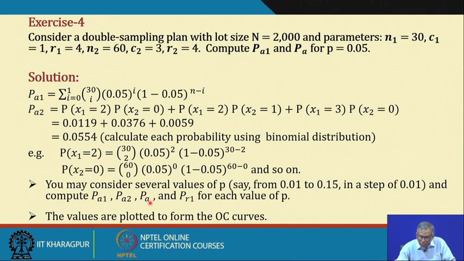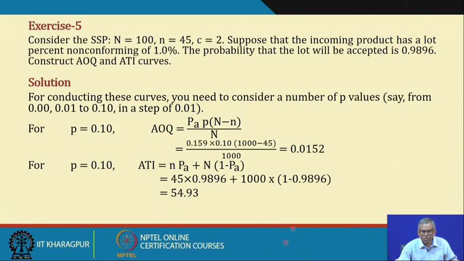and compute PA1, PA2, PA. What is PA? PA is basically PA1 plus PA2 and PR1, that is, the probability of rejection based on the first sample, for each value of p. Is it okay? So the values are plotted to form the OC curves. This is an exercise you can carry on. Obviously you know how to compute, against a particular value of p, the probability of acceptance, either based on the first sample or the second sample, or the total probability of acceptance based on the probability of rejection based on the first sample and the probability of rejection based on the second sample.